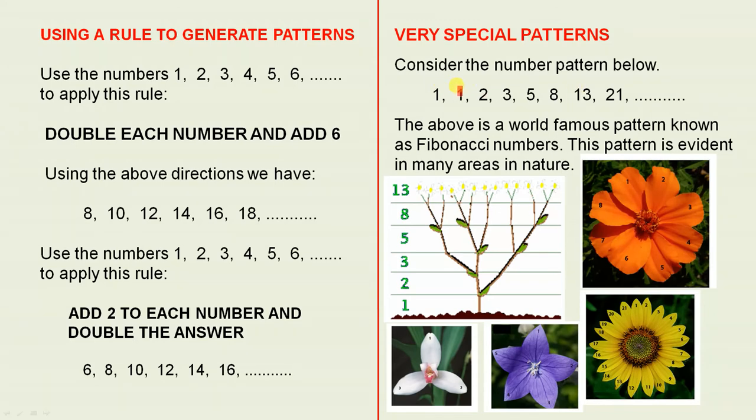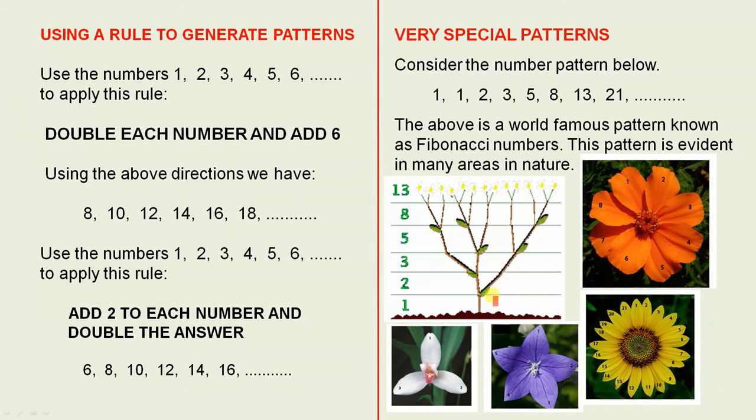So if you start with the two numbers 1, to get the next number you go 1 plus 1 equals 2. To get 3 you go 1 plus 2 equals 3. To get 5, 2 plus 3 equals 5. To get 8, 3 plus 5 equals 8, and so on. Now look at some areas where this occurs in nature.